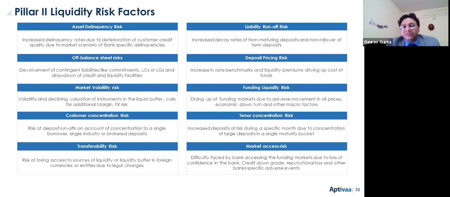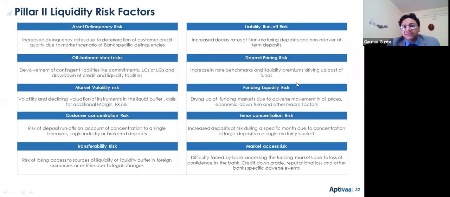Similarly, liability runoff risk means non-maturity deposits getting out of the bank. Deposit pricing risk, the bank has to pay a higher premium. Similarly, like the funding liquidity risk, the tenure of a particular transaction can be increased or decreased by the customer, for example, they can come for prepayment of that deposit. And market access risk, if there is a reputational loss of the bank or a credit downgrade, due to which the bank is not able to access funding from the market. So these are the various pillar 2 liquidity risks.